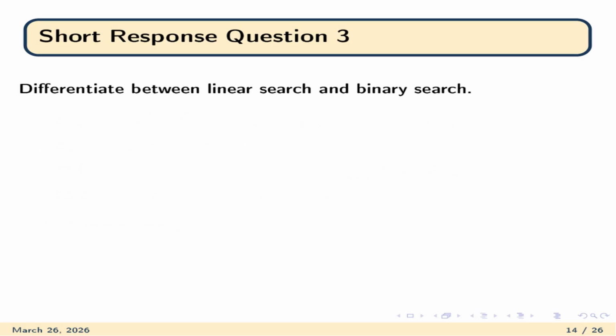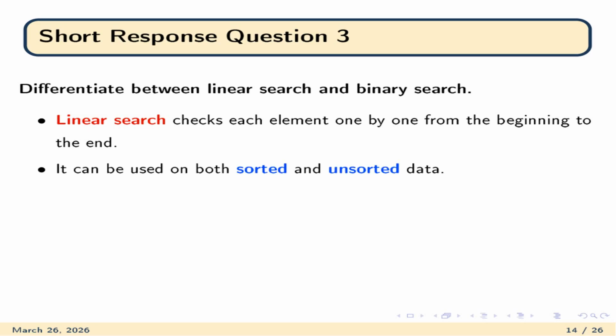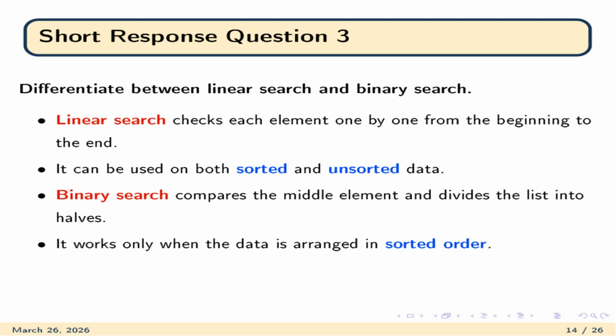Question number 3. Differentiate between linear search and binary search. Linear search checks each element one by one from the beginning to the end. It can be used on both sorted and unsorted data. Binary search compares the middle element and divides the list into two halves. It works only when the data is arranged in sorted order. This is a condition.